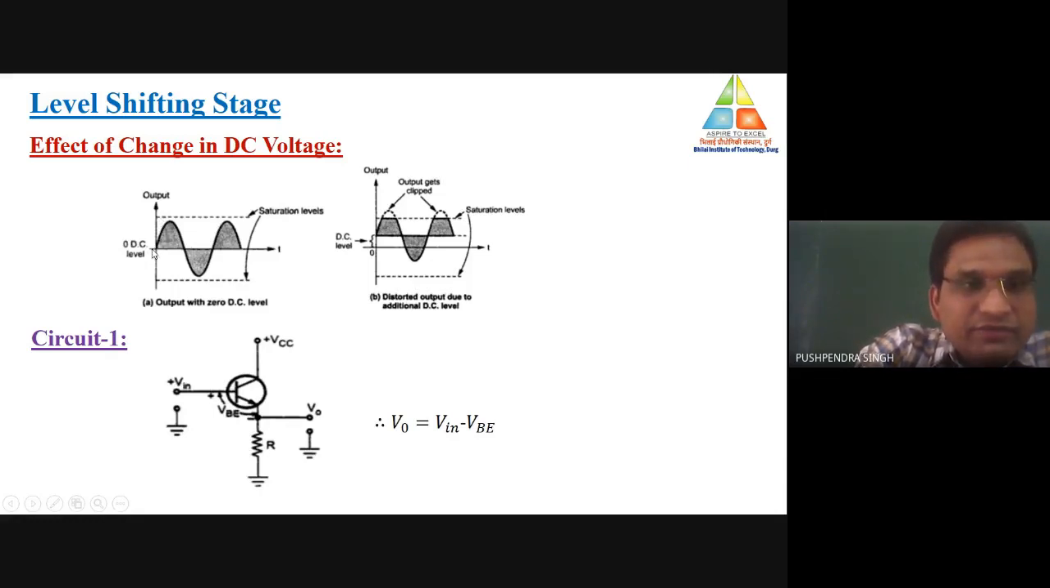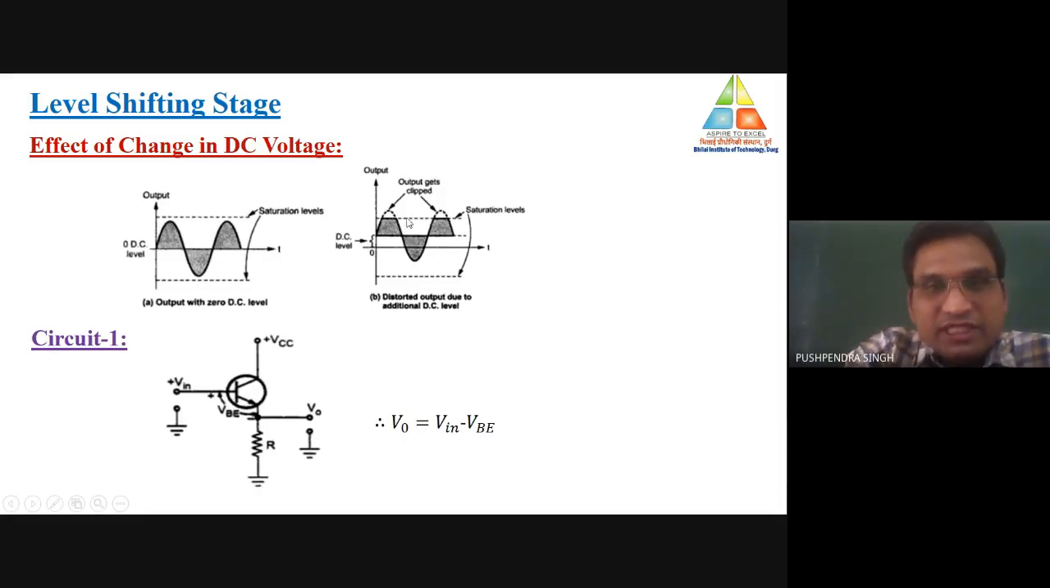When the signal is transmitted with the DC level at 0, whatever signal we provide at the input terminal of the op-amp, the same signal we get at the output terminal. There is no kind of distortion in the signal. The signal is perfect at the output.